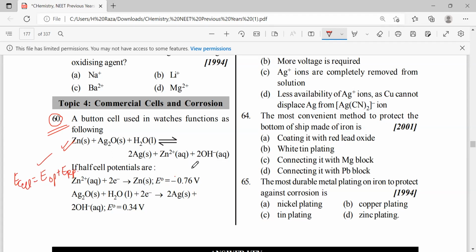The reduction potential is given here because you can see Zn plus 2 electrons is a reduction. So the oxidation potential of this will be +0.76. And you can see Ag+ is a reduction potential, so its reduction potential is given and we don't need to change the value. So what you did is 0.76 plus 0.34, which will be equal to 1.10 volt. Yes or no? Yes. Very good.